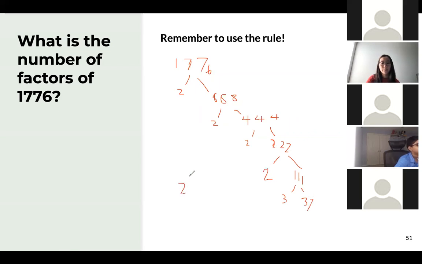2 to the 4th times 3 to the 1st times 37 to the 1st. Sorry, that's really bad. 37 to the 1st. So now you should be able to use the rule to find the number of factors from there.